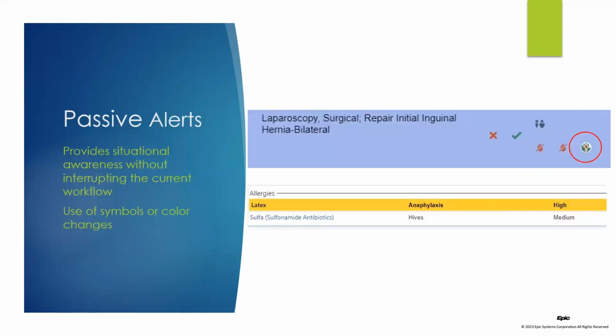In comparison to active alerts that require the user to stop and pay attention, passive alerts provide situational awareness without interrupting the current workflow. Think of an active alert as your stop sign and a passive alert as your yield sign. These can include use of symbols or color changes that just bring attention to the user without actually stopping the flow of their work. Examples of these can be seen on the right. They're both indicators of a latex allergy. They're just shown in different ways. The top is a symbol with a hand and exclamation point showing that the patient has a latex allergy. And at the bottom, it's highlighted in yellow to bring attention to the user.